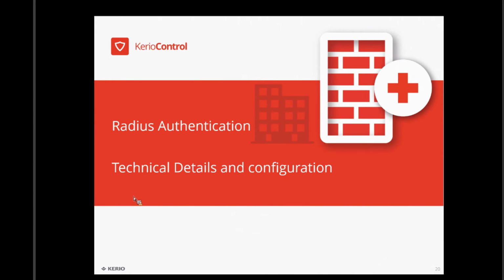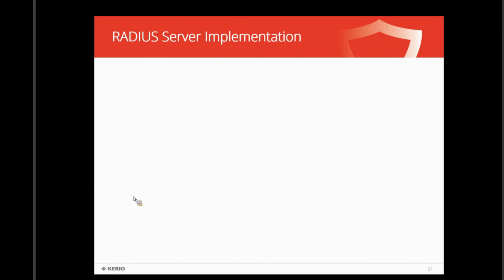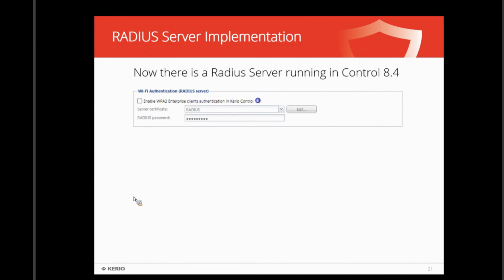So, about the technical details and configuration of Radius authentication in Kerio Control 8.4. Right now in Kerio Control 8.4, we have implemented the Radius server based on the standalone process FreeRADIUS. Actually, it's a well-known open source application. To enable it, you just need to tick the appropriate option in the administration web interface of Kerio Control and select the server certificate to use for this server.